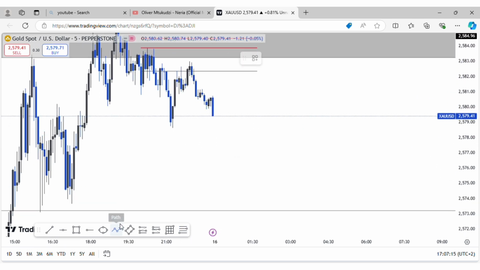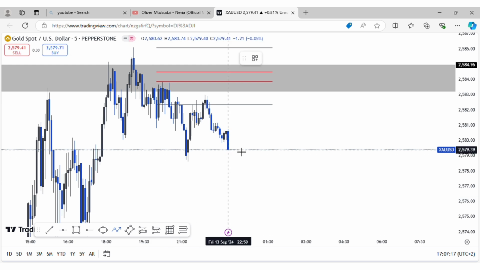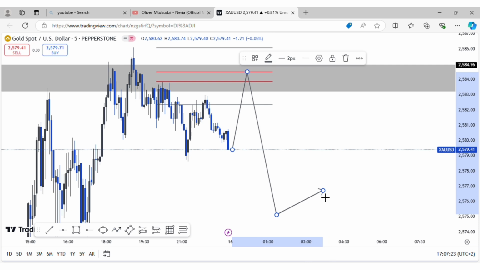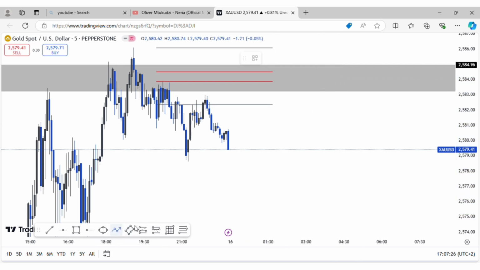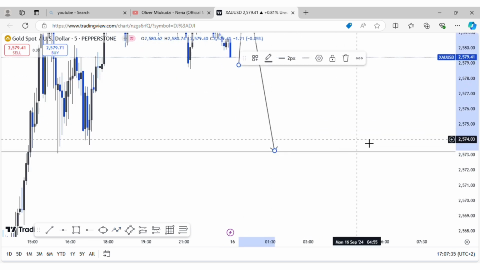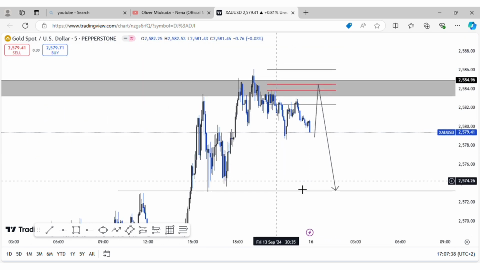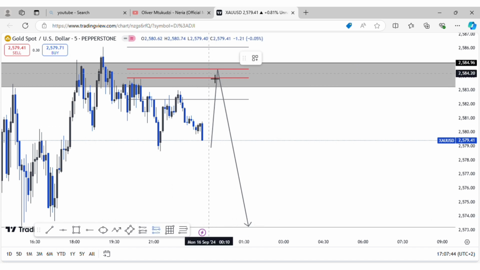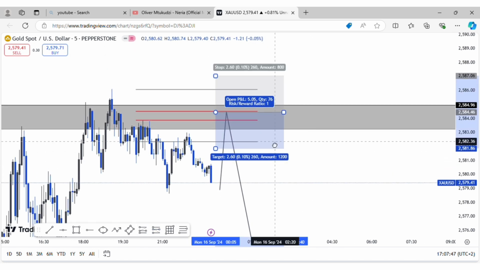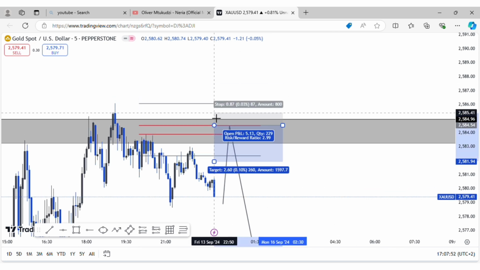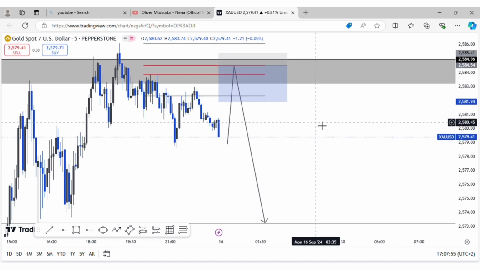So what I will be waiting to see is price coming to my golden zone. Sorry about that, let me just do it again. What I'll be waiting for is price to come to my golden zone and then push to the downside to this 1 hour low. So my buying opportunities will simply be on this golden zone, and my stop loss will simply be on this high there.